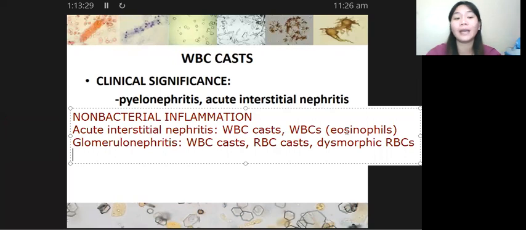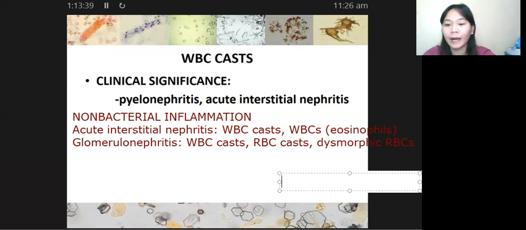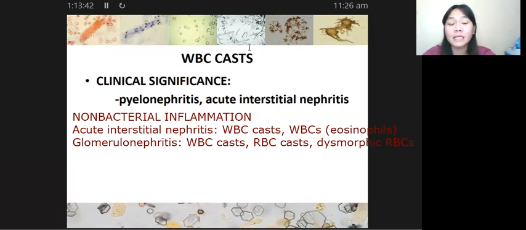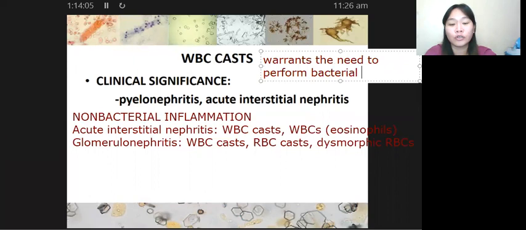Okay, ayan. So, ganyan ha. So, pag bacterial infection, pag UTI, dapat may bakterya. Alright. So, the presence of your WBC casts along with your bacteria, okay, which indicates rather urinary tract infection. So this warrants the need to perform bacterial culture.